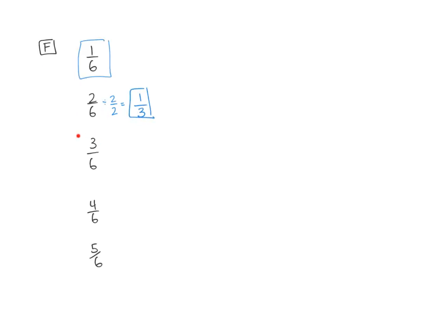Can I divide 3 and 6 by any number other than 1? I can divide them both by 3. 3 divided by 3 is 1, and 6 divided by 3 is 2, so that would give me 1/2, and this would be it in simplest terms. 4/6. Can I divide 4 and 6 by any number other than 1? I can divide them both by 2, and 4 divided by 2 gives me 2, 6 divided by 2 gives me 3. And so that is our fraction in lowest terms. Can I divide 5 and 6 by any number other than 1? No, I cannot. So this is already in simplest terms.